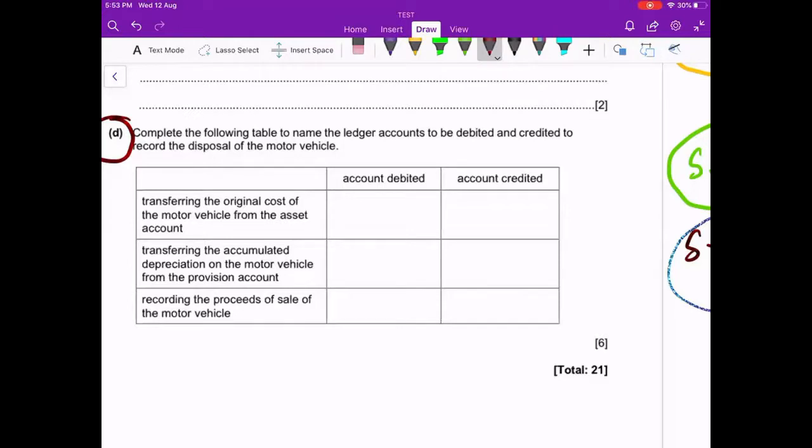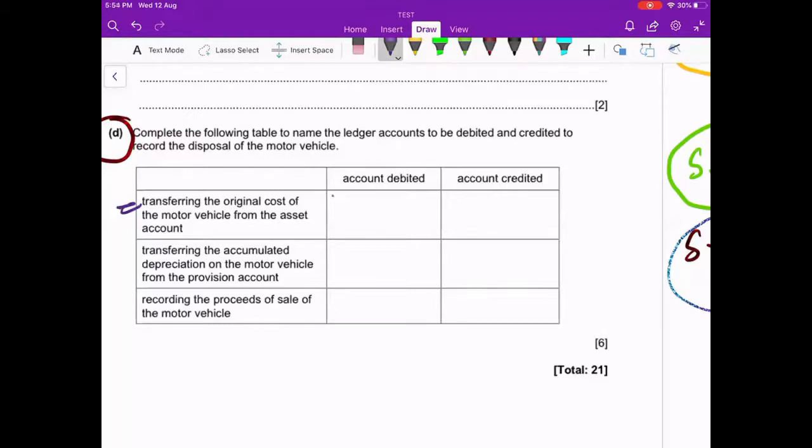Okay, can I answer this question? Number 3, write bank. Okay, can I do the answer? I'll do one, watch me. Complete the following table to name the ledger account to be debited and credited whenever you dispose the motor vehicle. So I do the first one. Transferring the original cost of the motor vehicle from the asset account.